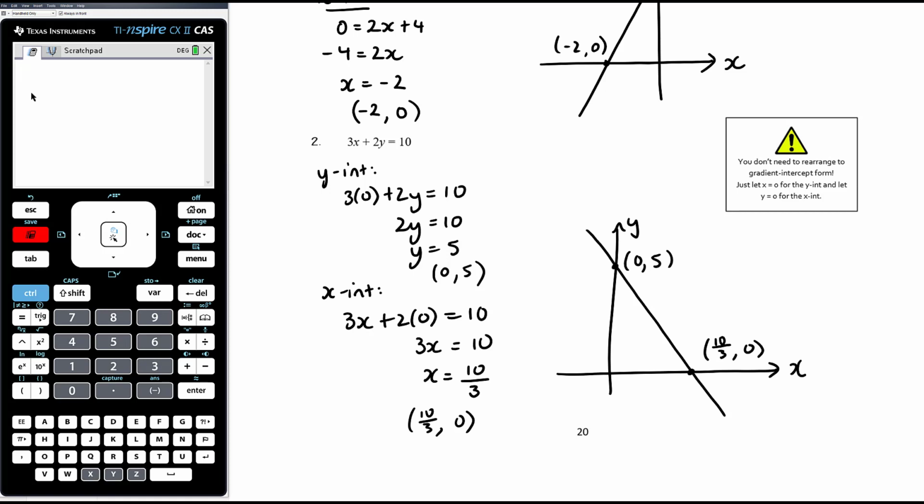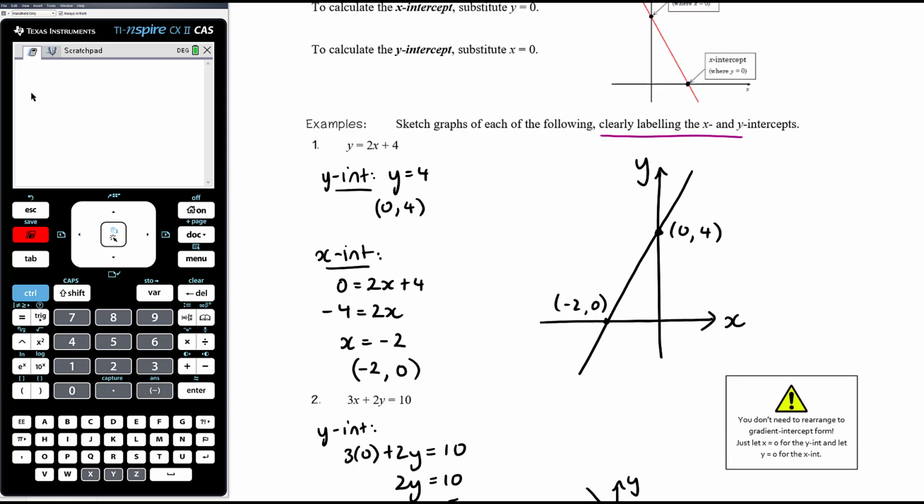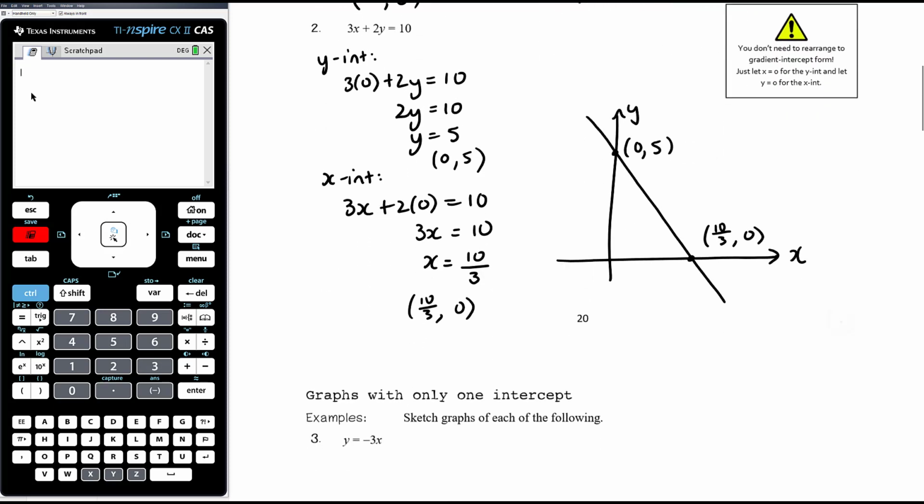And I've labelled my intercepts with their coordinates. When a question says clearly labelling the x and y intercepts, it doesn't mean that you write y-intercept at the y-intercept. It means that you label with the coordinates. You want to label the location of the y-intercept, not that it is a y-intercept. We all understand what a y-intercept is. You don't need to tell me it's a y-intercept. When it says label the x and y-intercepts, it means label with the coordinates, okay?